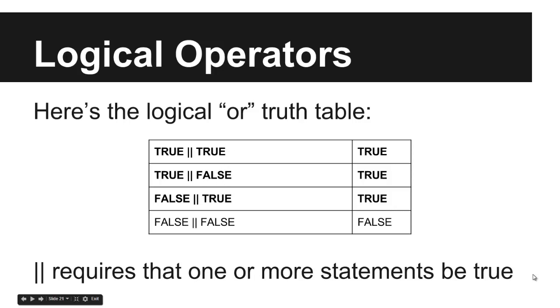The logical OR is a lot more permissive. With the logical OR, if both of them are true, it comes back as true. If one of them is true, it comes back as true. And if neither of them are true, it comes back as false. Logical OR is a lot more permissive. So that's the one that we use whenever we don't care if all of the conditions are met, we just care that one of the conditions is met. That's the logical OR.